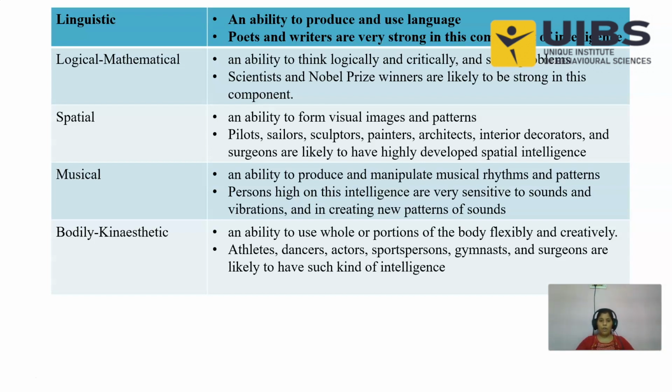Spatial means ability to form visual images and patterns, ability to understand relation between visual images and patterns. Pilots, sailors, sculptors, painters, architects, they have this kind of intelligence. Musical means ability to produce and manipulate music. These people are very sensitive to sound and vibration. They are able to create new patterns and sounds. So a music composer, a singer, they have this kind of intelligence. Bodily kinesthetic means ability to use body flexibly and creatively. Athletes, dancers, sports persons, they have this kind of intelligence.